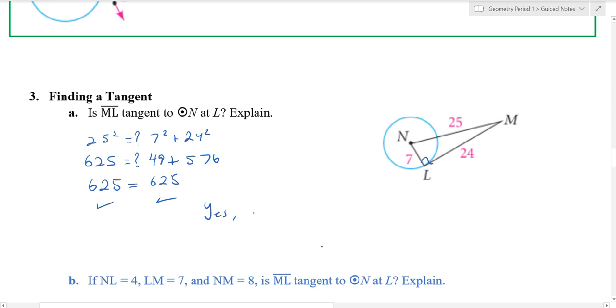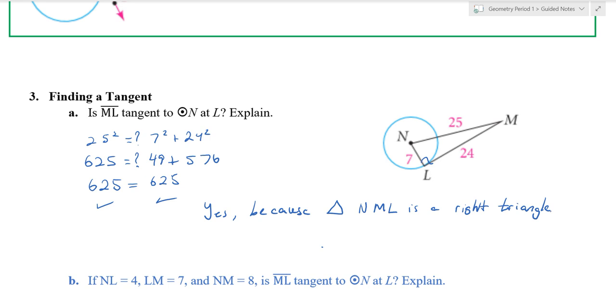Reason? Because triangle NML is a right triangle. And that's why.